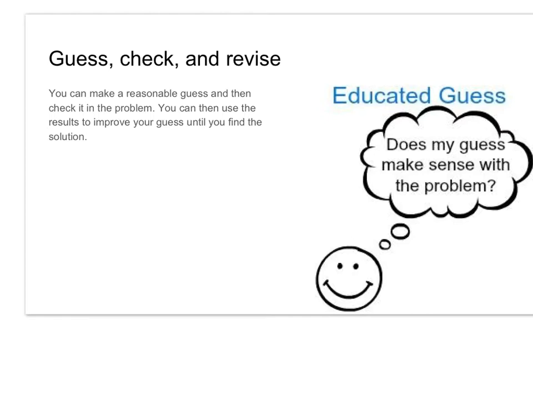So when you guess, check, and revise, you make a reasonable guess and then check it in the problem. You can then use the results to improve your guess until you find the right solution. Your first guess might not be right, but you can see if you put it in the problem, oh, if it's too high, maybe my guess needs to go lower, or if it's too low, maybe my guess needs to go higher. So you need to make a good, smart guess, not just some random out of the blue guess.